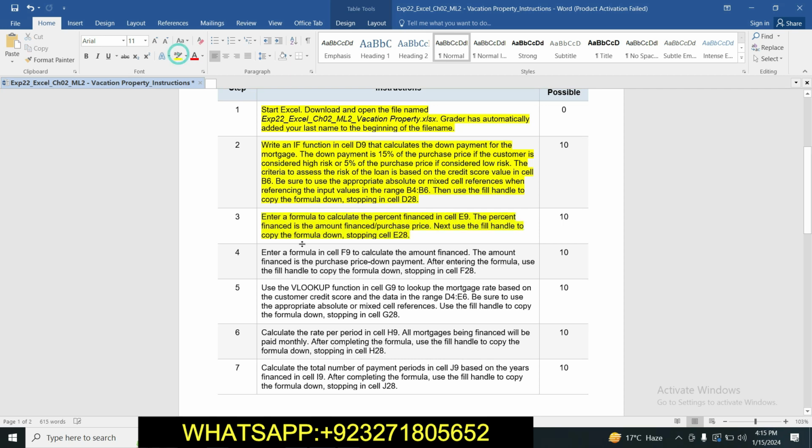Step number 3 is about entering a formula to calculate the percent financed in cell E9. The percent financed is the amount financed over the purchase price. Next, use the fill handle to copy the formula down, stopping in cell E28. Basically, in this step, we have to write a formula that will calculate the percent financed in cell E9. Then we will copy the formula, stopping in cell E28.